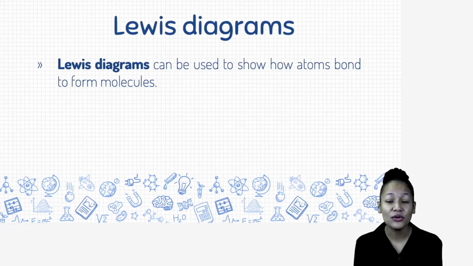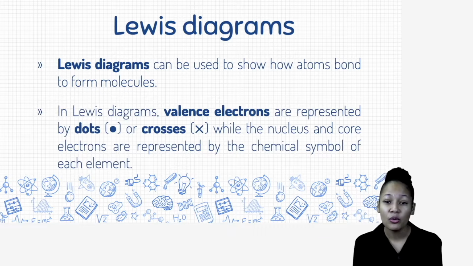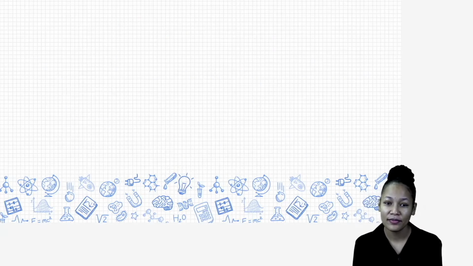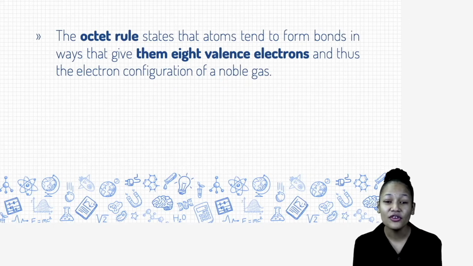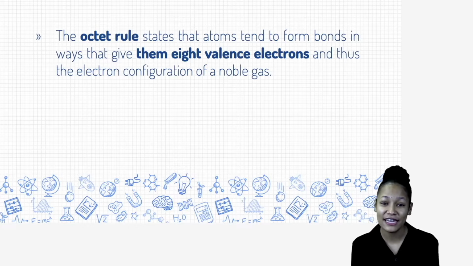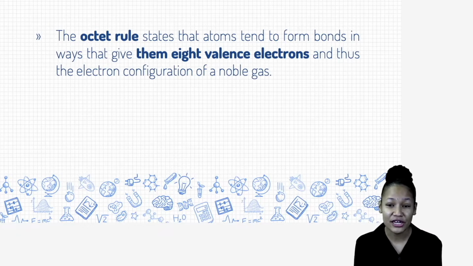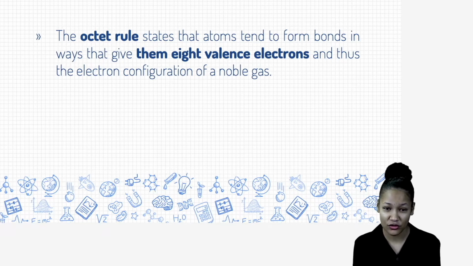Lewis diagrams can be used to show how atoms bond to form molecules. In Lewis diagrams, we represent valence electrons by making use of dots and crosses, while the nucleus and the core electrons are represented by the element symbol. For very simple molecules, we can draw Lewis diagrams by pairing up the unpaired electrons. The octet rule states that atoms tend to form bonds in ways that give them 8 valence electrons, and thus the electron configuration of a noble gas. So atoms want to be surrounded by 8 valence electrons.